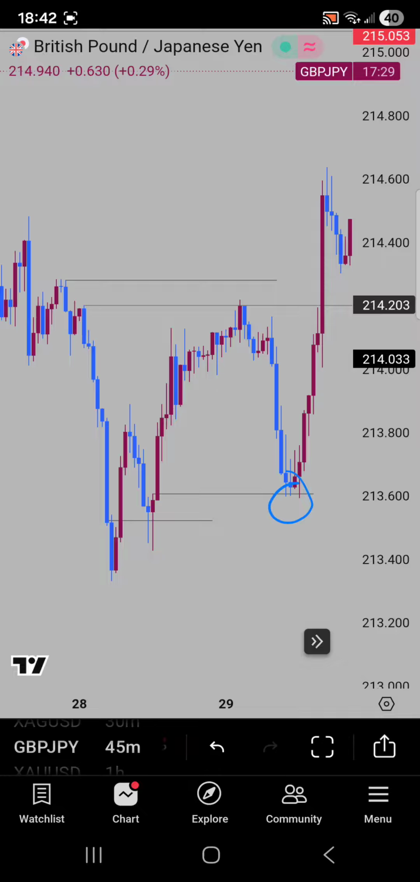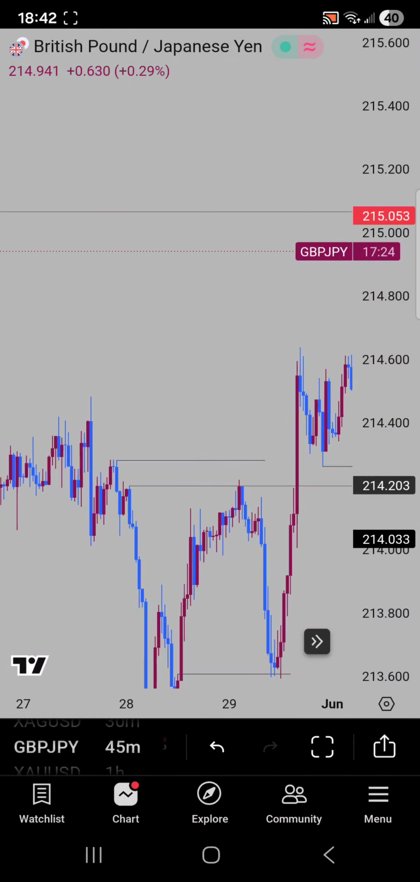When price got to this high, price did something unique. So price created a break of structure here. This is another break of structure, and this is another break of structure. Why did I use here?